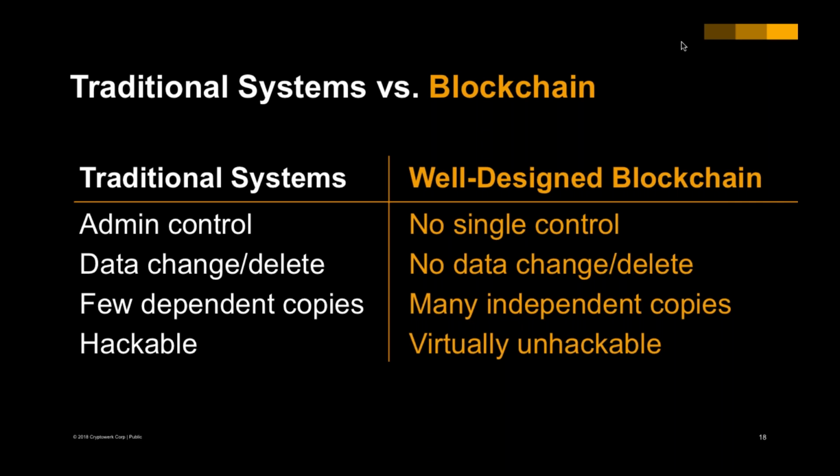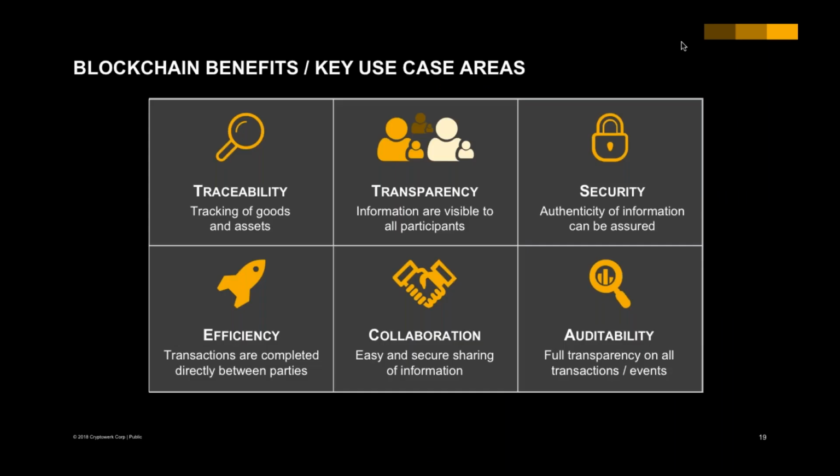Many independent copies, that's another aspect that a typical traditional system doesn't have, in combination with everything that I just mentioned. So that's another reason why somebody can't just come in and hack something or change something, because there are these independent copies somewhere else, and it's virtually unhackable that way in combination. Now, what can you do with blockchain? Where does the industry see the major benefits and key use case areas?